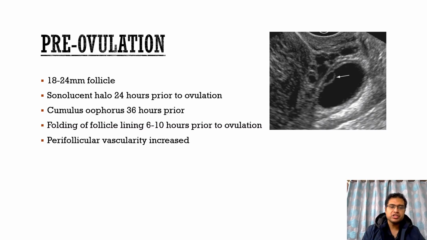So just prior to ovulation, how does an ovarian follicle look? The pre-ovulatory changes: the dominant follicle measures about 18 to 24 mm, and there is a sonolucent halo 24 hours prior to ovulation. The cumulus oophorus is seen 36 hours prior to ovulation, and it's a very important indicator for ovulation. Then folding of the follicle lining occurs 6 to 10 hours prior to ovulation, and perifollicular vascularity is increased just before ovulation.